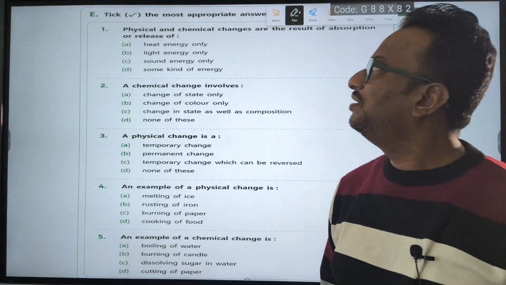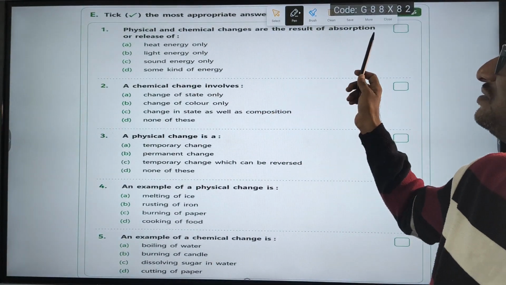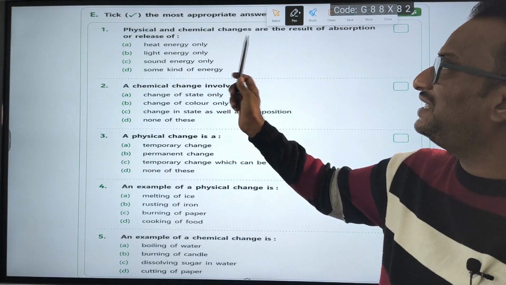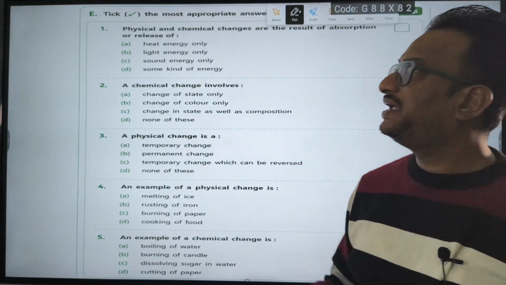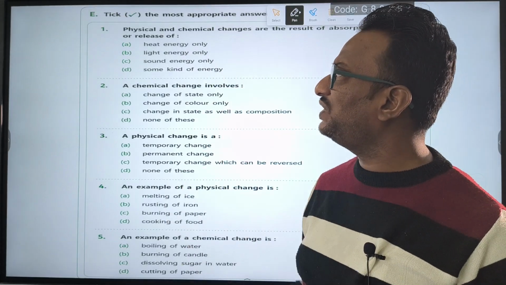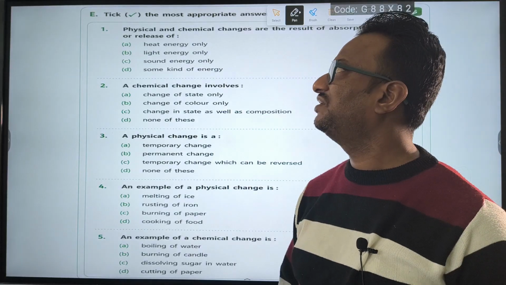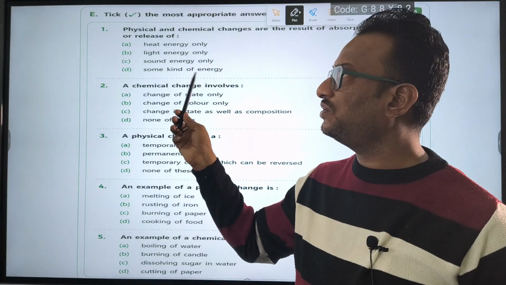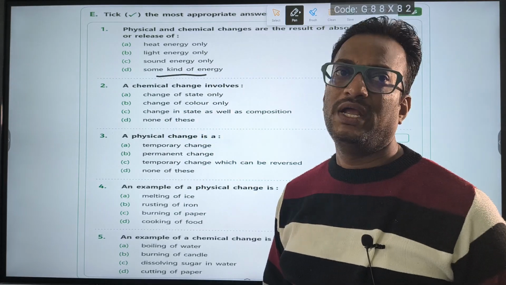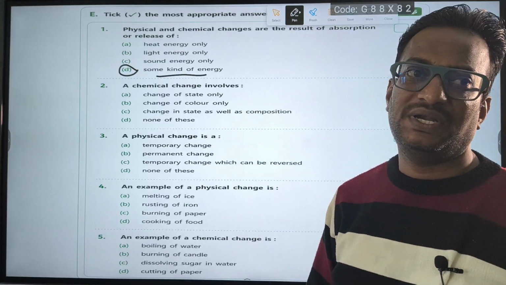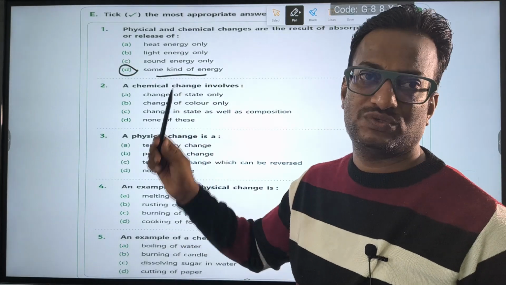Next one, physical and chemical changes are the result of absorption or release of dash. Heat energy only, light energy only, sound energy only, some kind of energy. Actually, not only heat, not only light, not only sound, it may be some kind of energy, any kind of energy, right? Option D. We may get any of those.